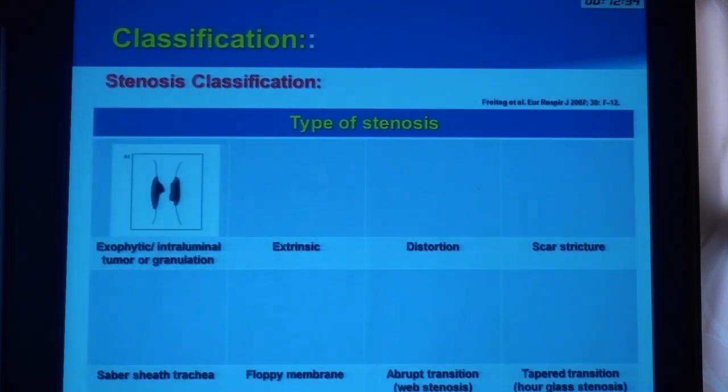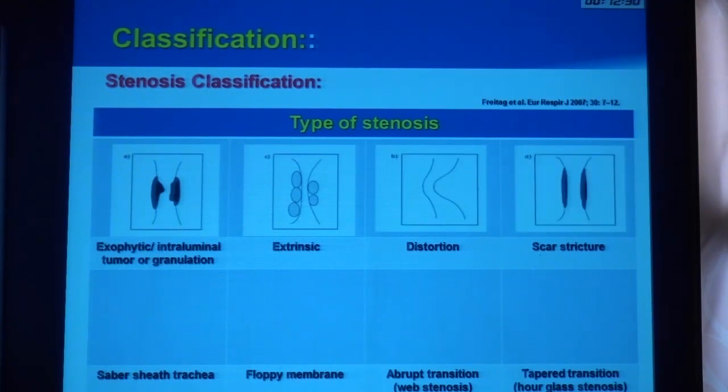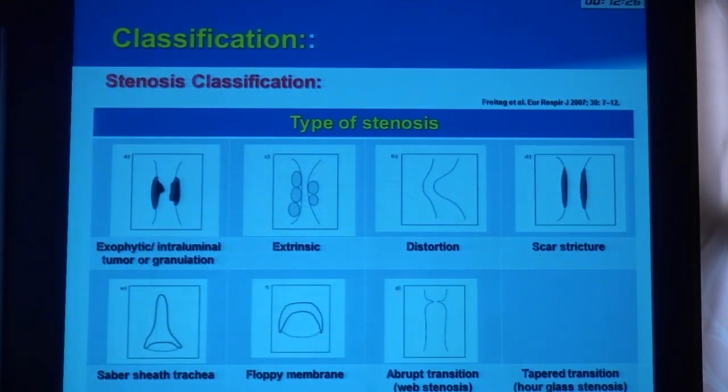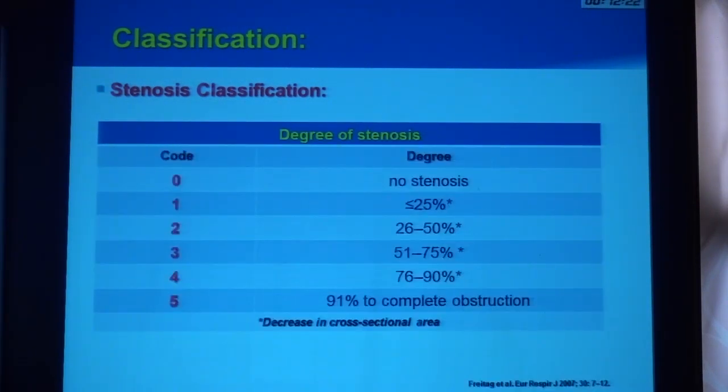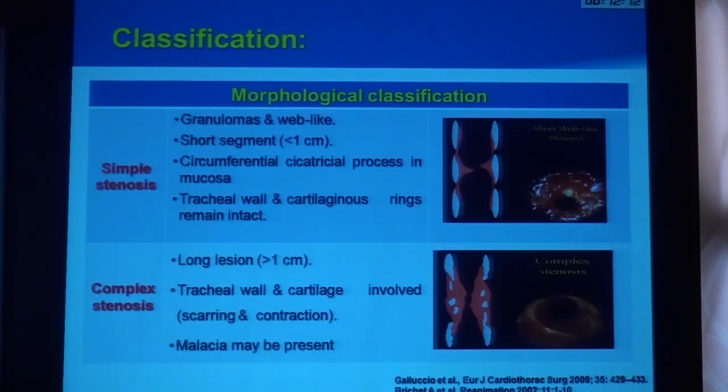The type of the stenosis, exophytic tumors, extrinsic distortion, scar and stricture, saber sheath trachea, floppy membrane, abrupt transition, and taper transition, or the degree of the stenosis as regard the cross-sectional area leading to up to complete obstruction of the airway, and each one which is with its percentage.